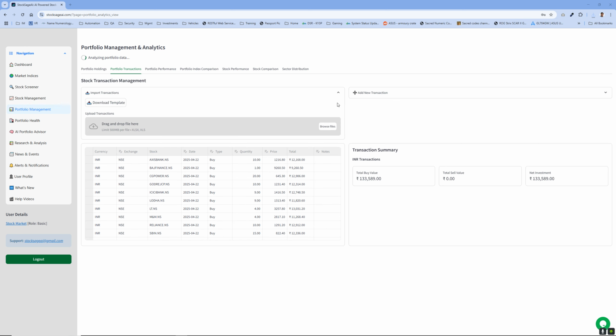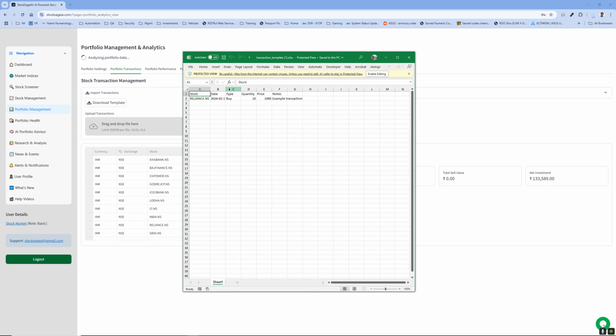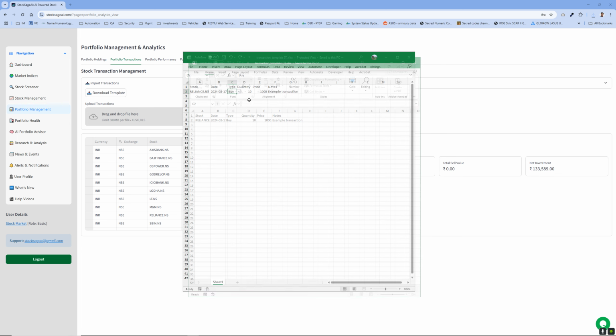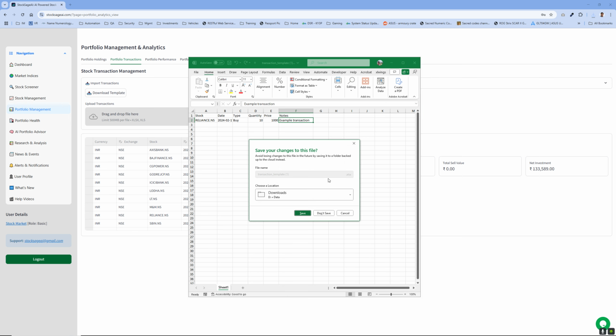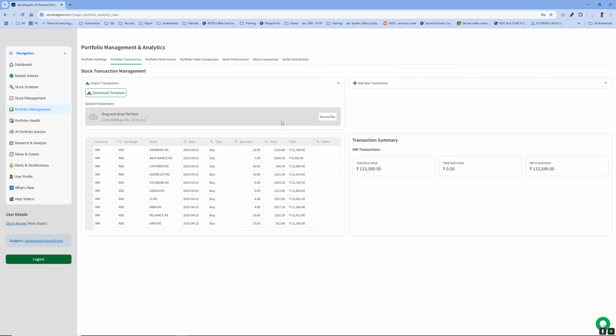So we have a template where you would enter this information. It's pretty simple. For example, you have a stock like Reliance, the date, the type of transaction, which is either a buy or a sell transaction, and the quantity and the price of it. You can fill out this information from your existing transaction log from your brokerage. It's a copy and paste mechanism. We don't have direct integration today with the AMCs, so you create that data using this XLS and import it over here.